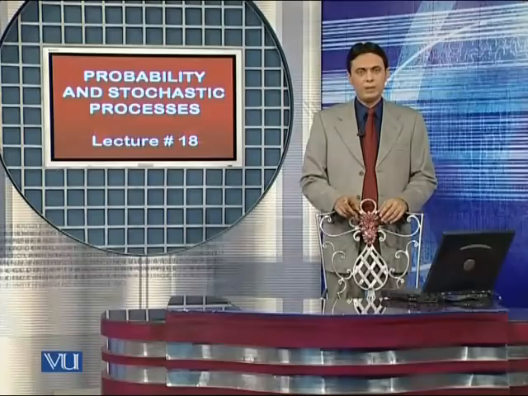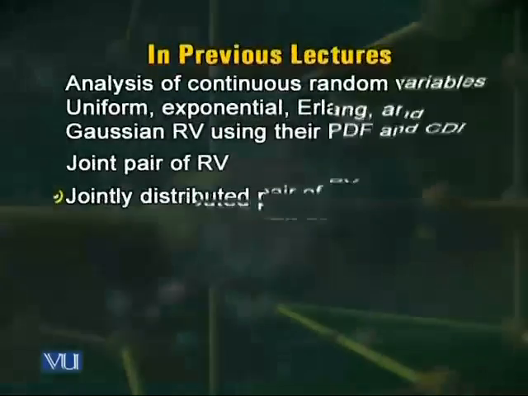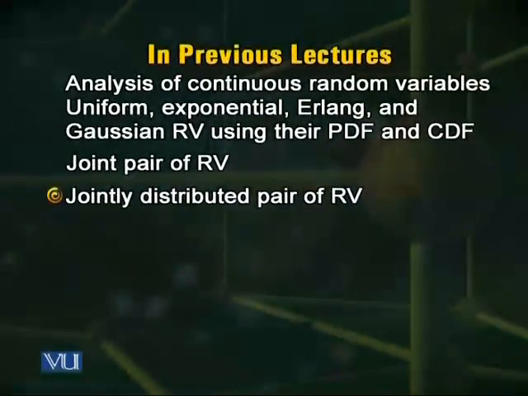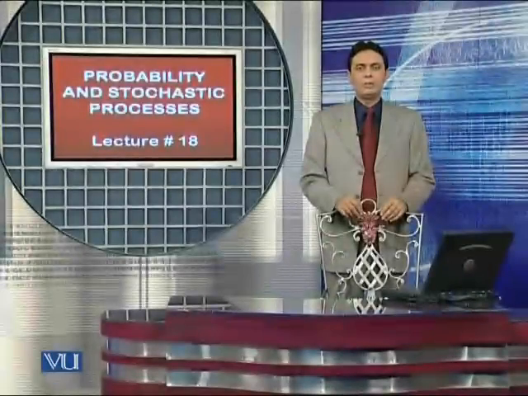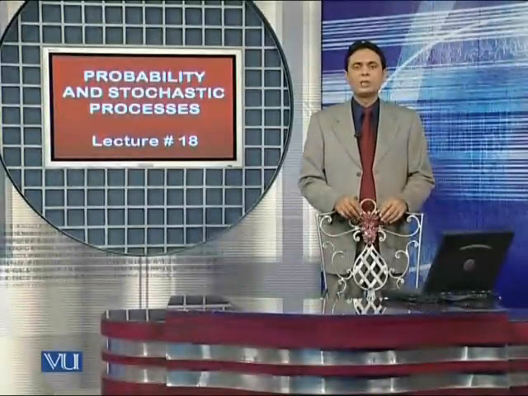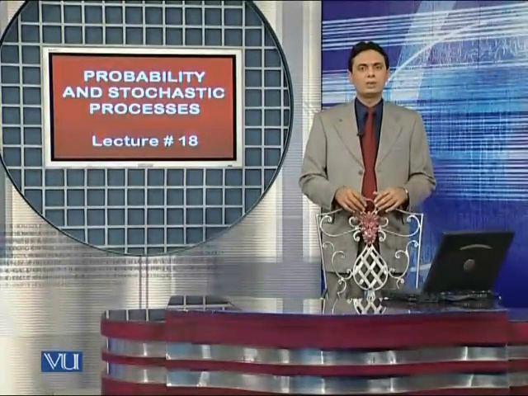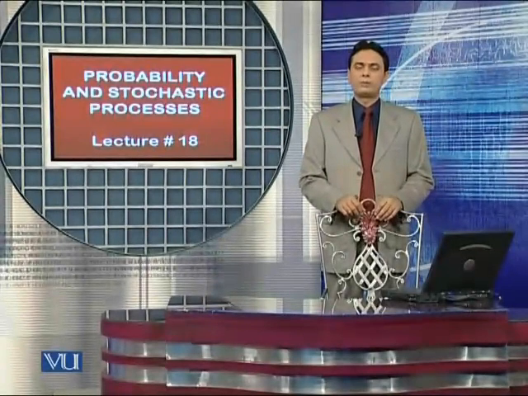In the past lecture, we looked at a couple of simple examples of jointly distributed pair of random variables. This lecture is a continuation of that lecture. So we are going to look at those examples again, but we are going to discuss a few other issues.